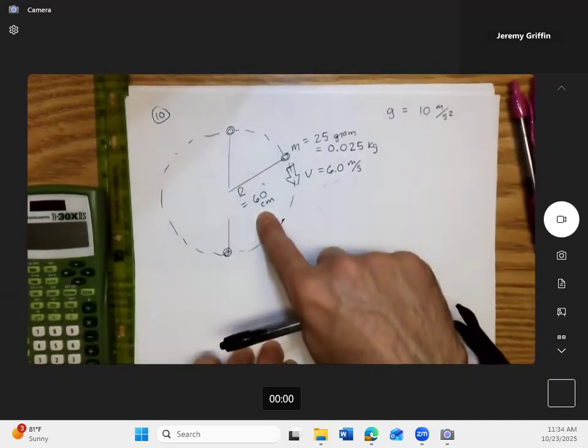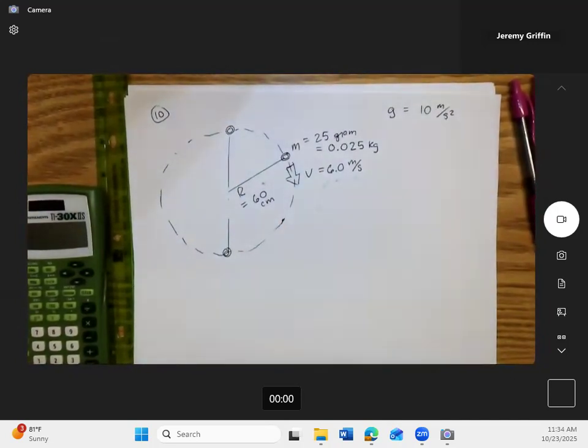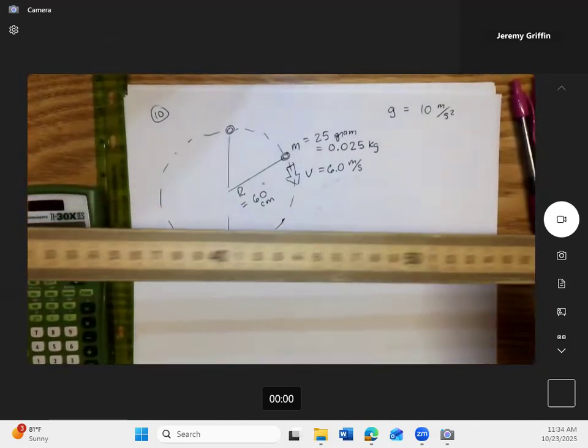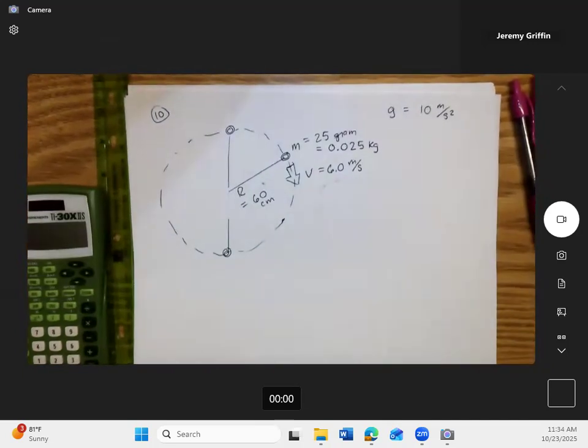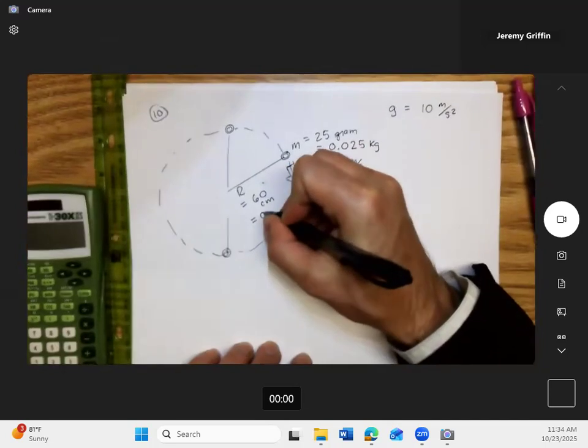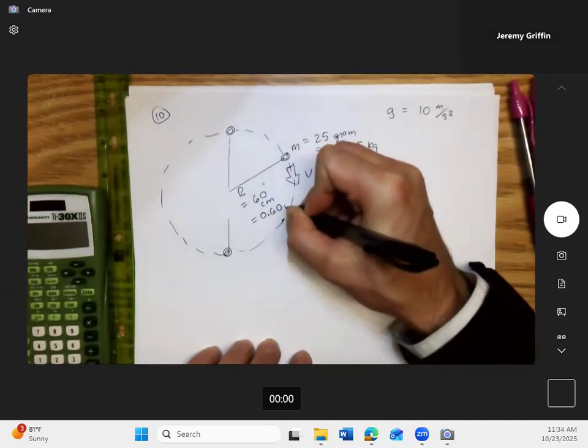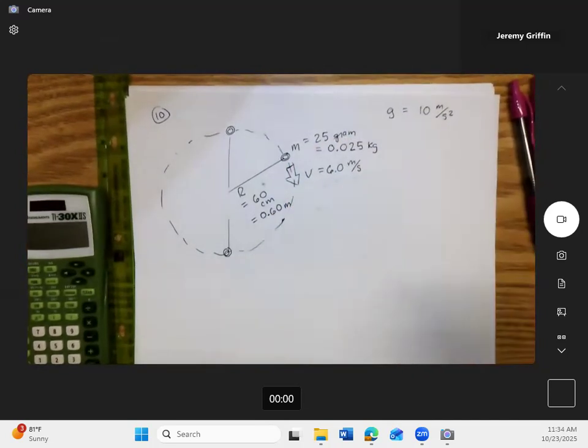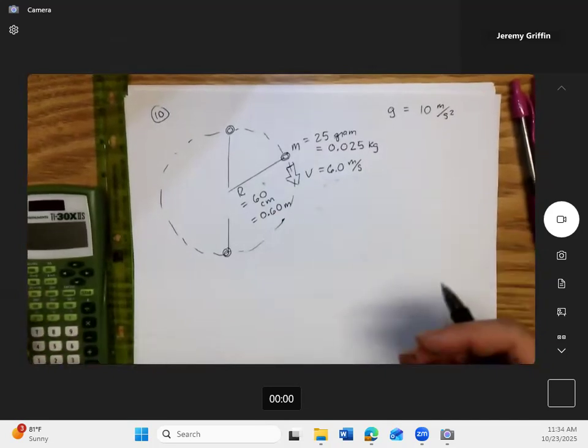How about the same thing for radius? Radius 60 centimeters. I know that's a little over half a meter stick, if you wanted a visual on that. So how many meters would that be? 0.6 meters. Okay. So now we have all the values in base SI units.